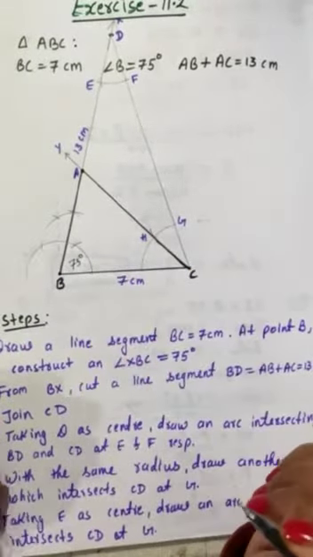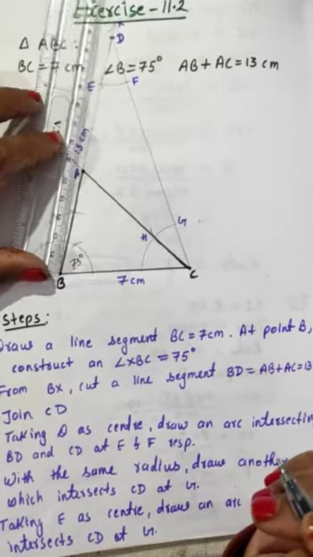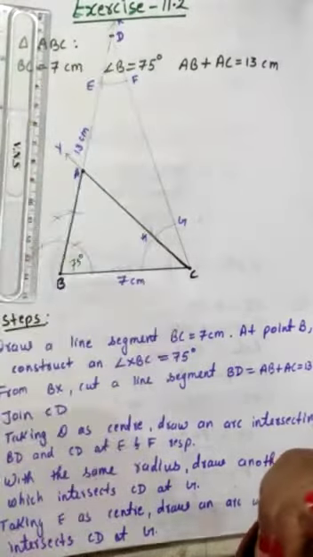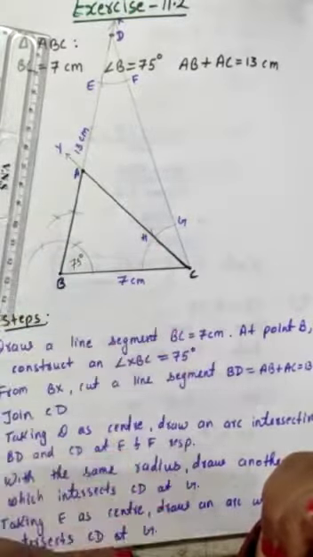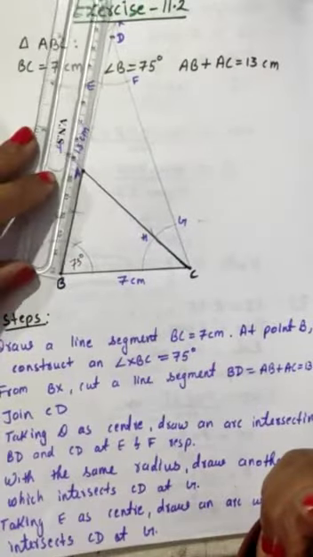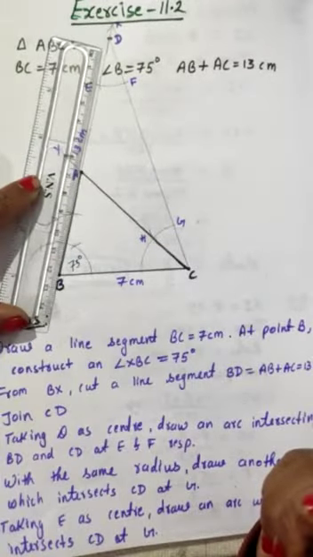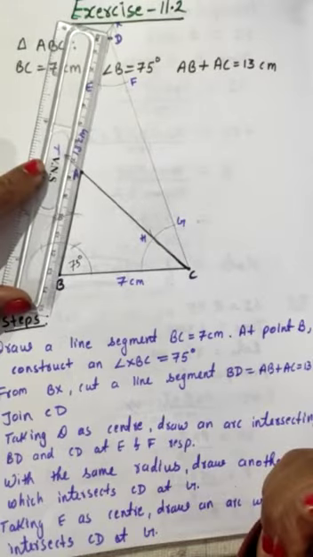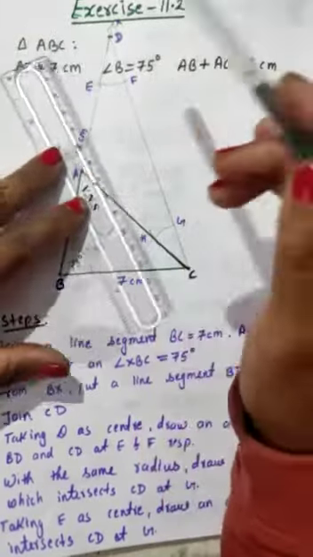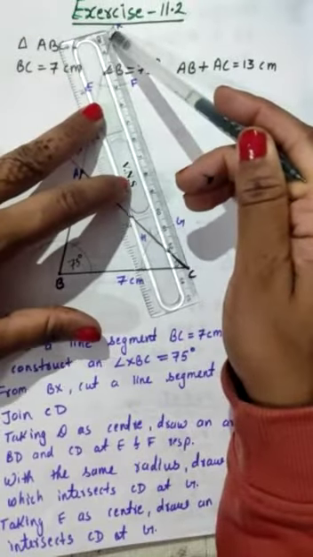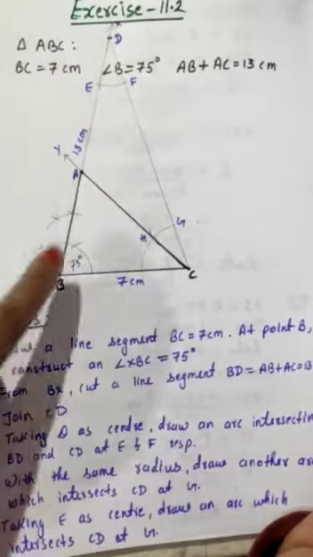Now what you have to do is draw a ray from here, and the ray is BX. On this ray BX, please make sure that you are starting it below. And then what was the length of AB plus AC? 13 centimeters. So you have to mark that 13 centimeters on this ray and give it a name, point D. You can see here. And then you have to join D with this point C. So we have joined CD, and we have got the big triangle DBC.